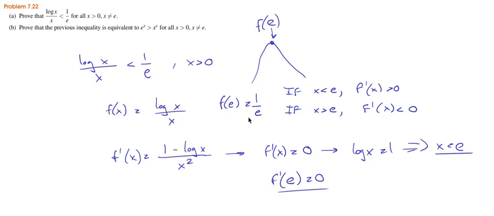So if x is different than e, the function is going to be smaller than 1 over e. Okay, so we have proven the first part.